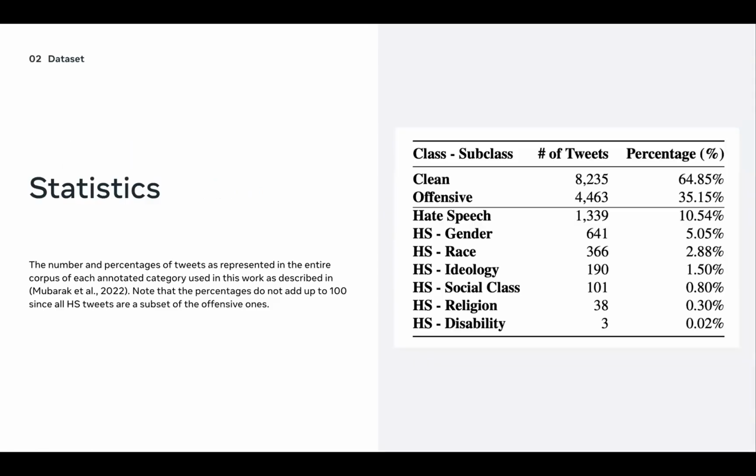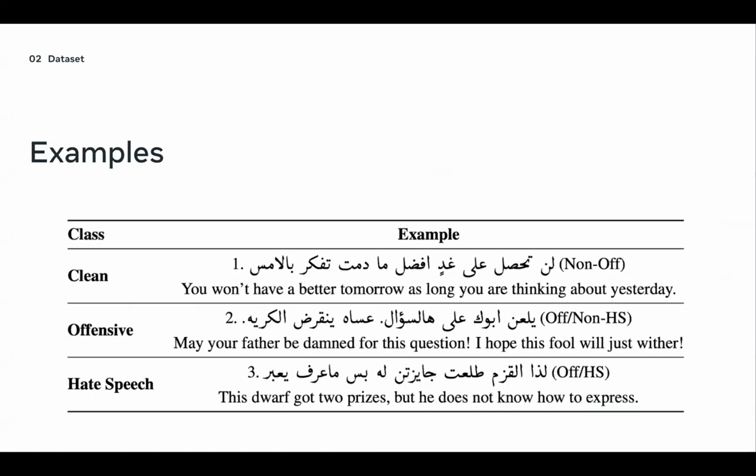So the data set, I won't go through it, as I believe you all know the data set pretty well. But maybe quickly, these are the number and percentages of tweets as represented in the entire corpus of each annotated category used in this work. However, note that the percentages do not add up to 100, since all hate speech tweets are a subset of the offensive ones. And these are some examples for each class in the dataset.